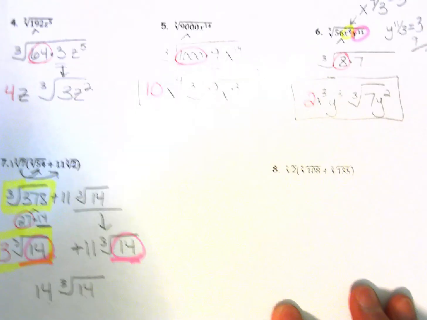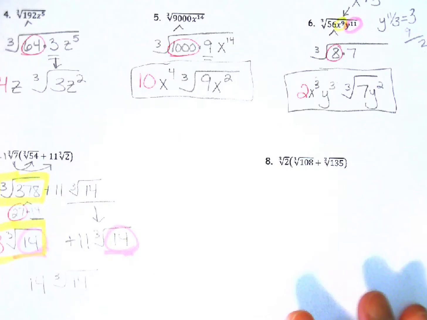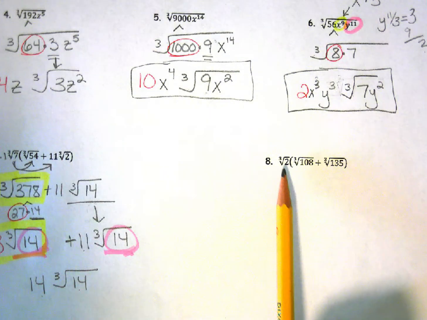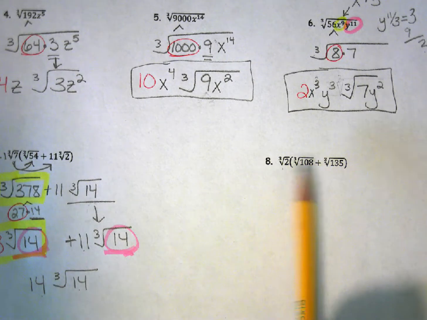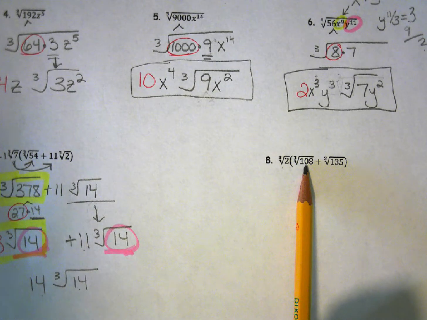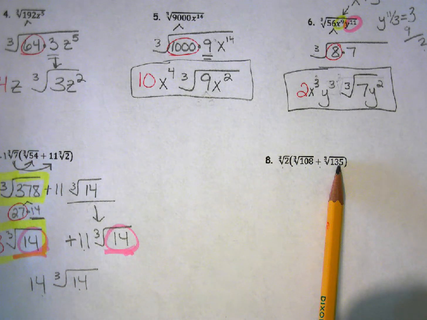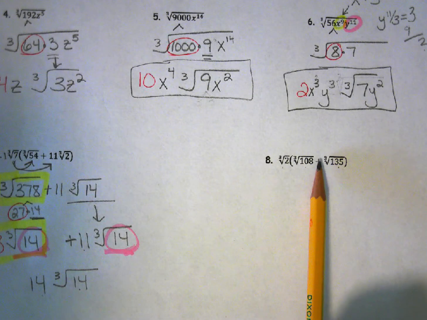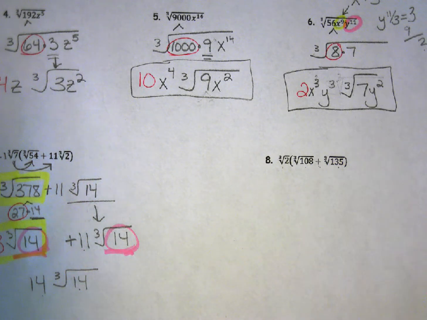So we only have one more problem left. If you'd like to give this one a try on your own, this is the cube root of 2 times the quantity cube root of 108 plus the cube root of 135. Again, we only have additions and subtractions here, there is no division. But go ahead and pause it and try it if you'd like.